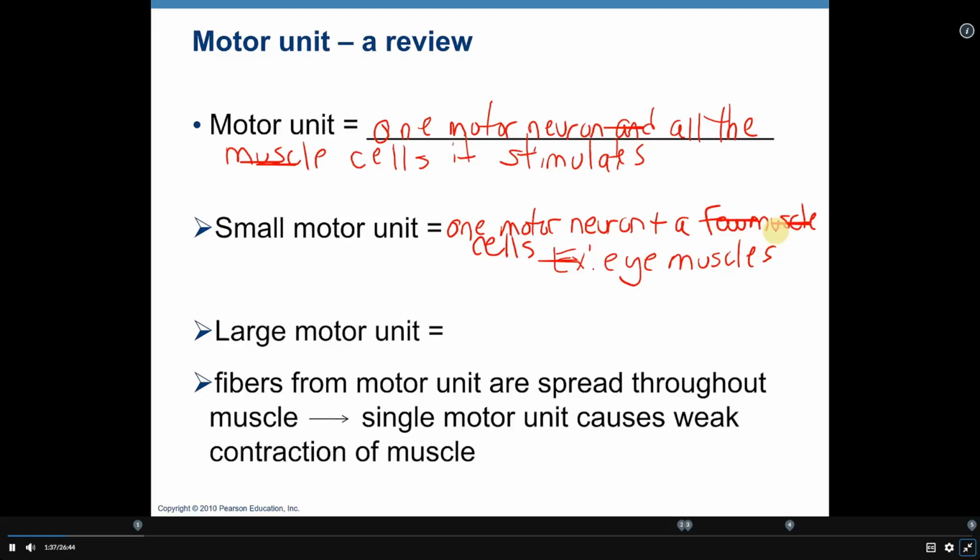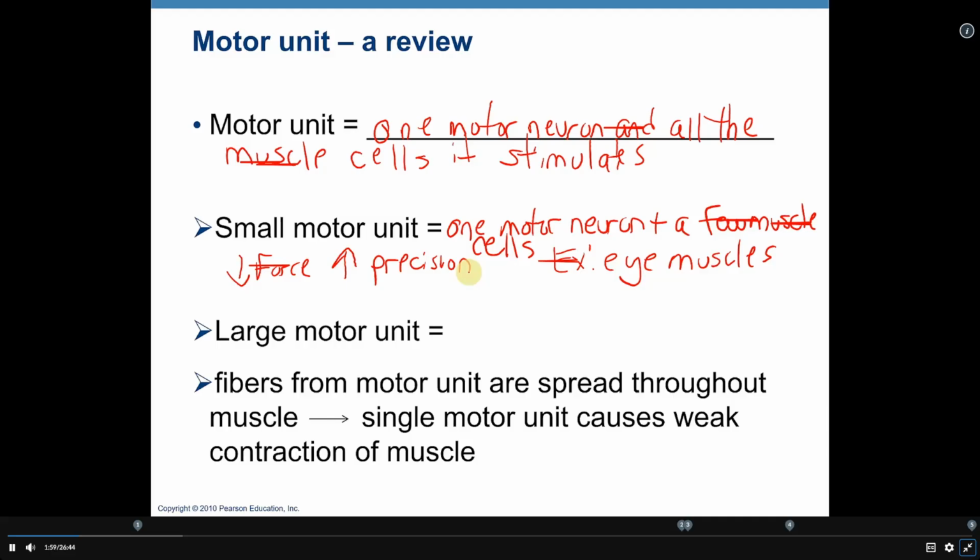So what this does when you have a small motor unit is it doesn't produce a lot of force, but it actually gives you a lot of precision. Precision is how much control you have over that muscle. So again, a small motor unit is one motor neuron stimulating just a few muscle cells.